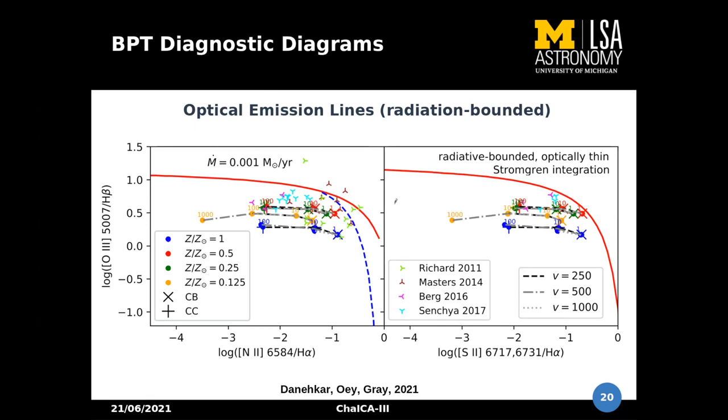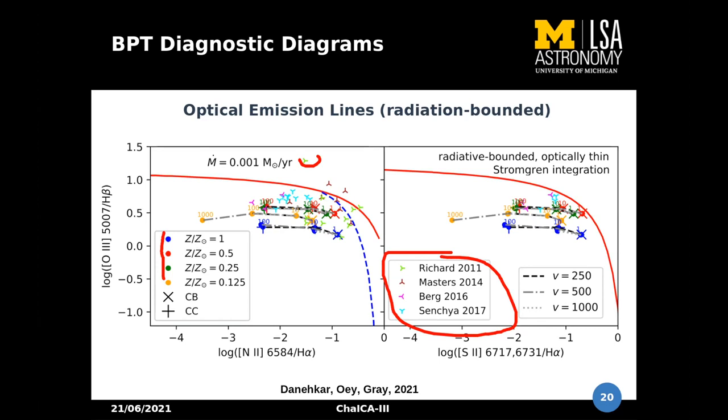And here I show radiation bounded luminosities, and as you see there is quite an overlap with what we see in observations. Here I show observations from star-forming galaxies. And here you see the difference by increasing metallicity, for example, we decrease oxygen 3 lines.